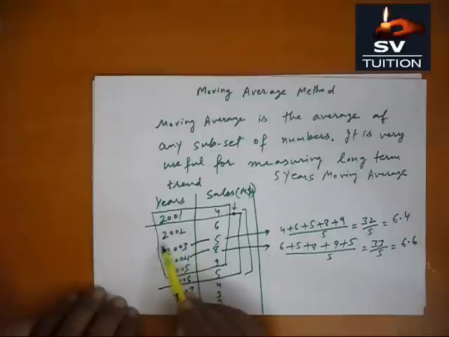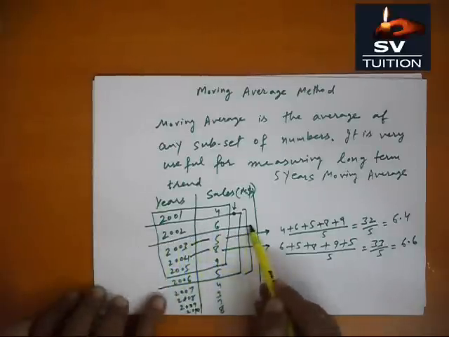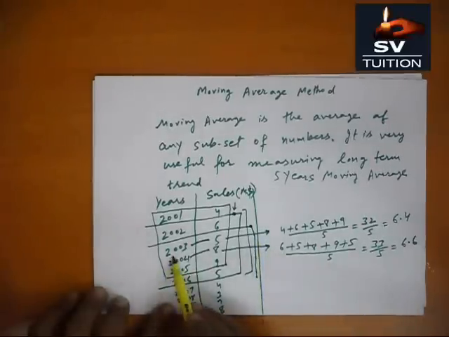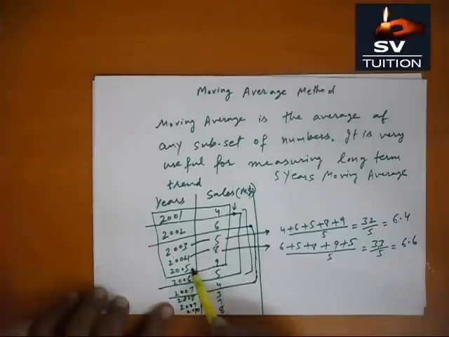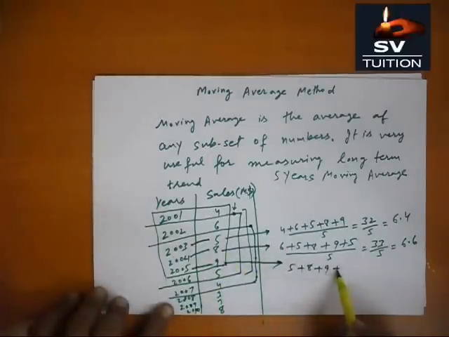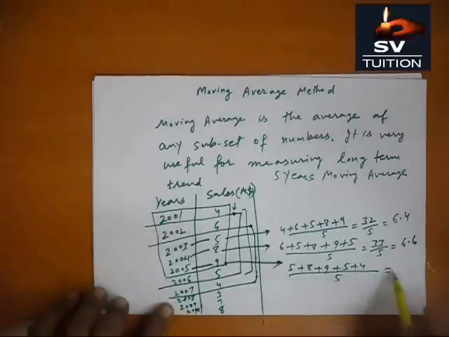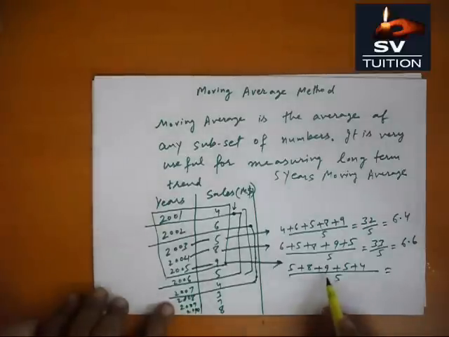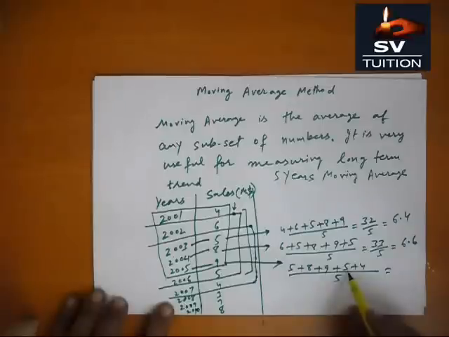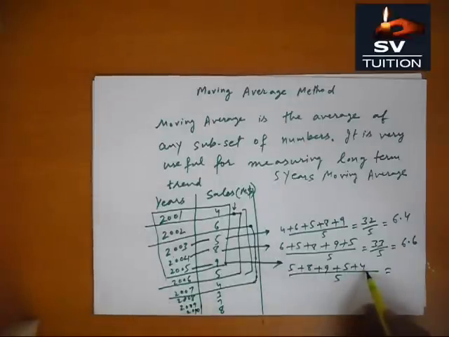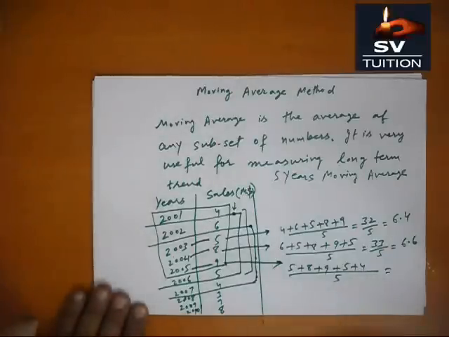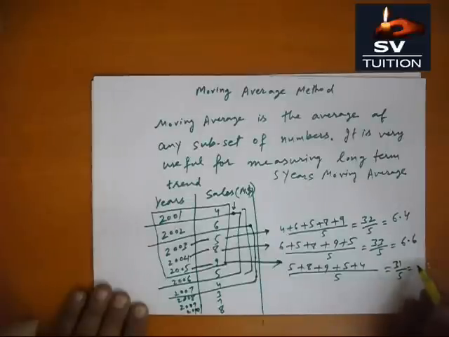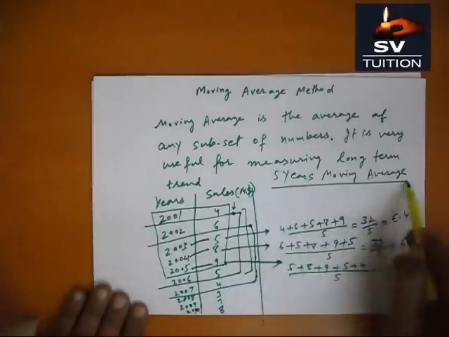Like this, now we leave the second year's number and then we calculate the moving average by taking the subset of 2003 to 2007, and in the middle of 2005 we show here 5, 8, 9, 5, 4 divided by 5. 5 plus 8 is 13, 13 plus 9 is 22, 22 plus 5 is 27, 27 plus 4 is 31, divided by 5, this is 6.2. Like this, we calculate the whole 5 years moving average.